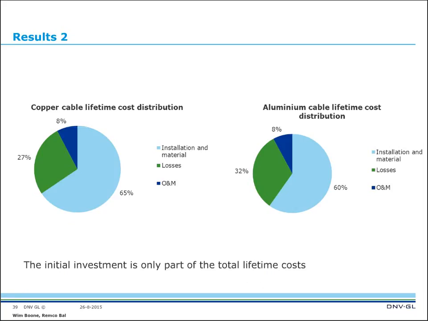And I also want to show the next graphs. What you see here is that the insulation and material costs are 60 to 65%, which is only a part of the total cost of a cable in the lifetime. We did not include the residual value here. But you see that if you only look at the initial investment cost, you take only part of the total cost of an asset. And especially for cables, this is still a significant amount.